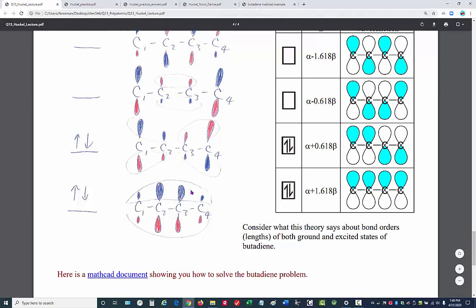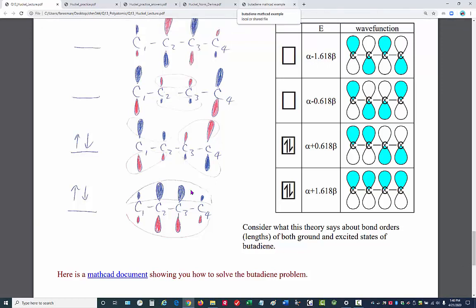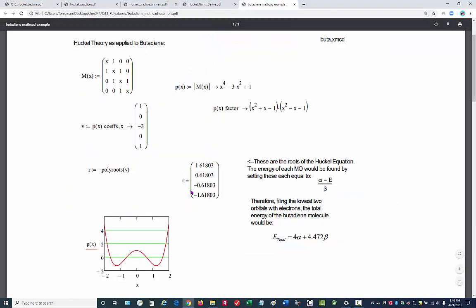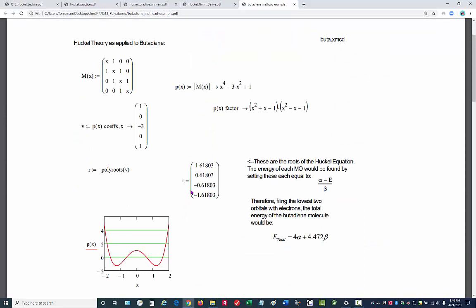This document is available as a PDF and as a MathCAD document, so you could download either one just to play around with it. If you have an example that you want to do other than butadiene, you could modify this document.